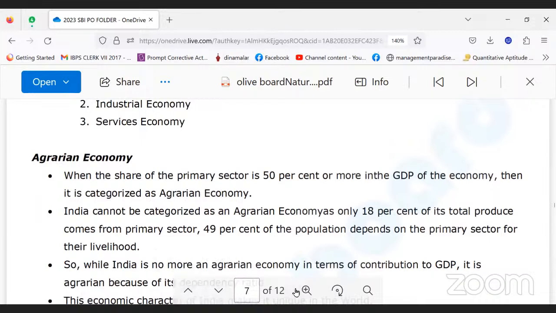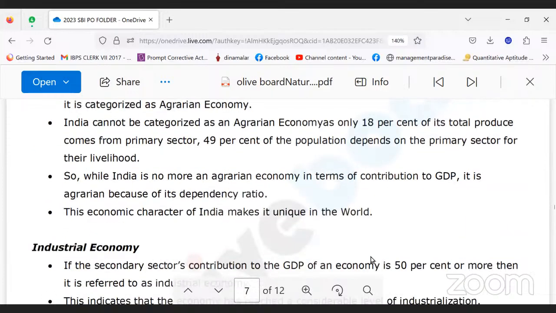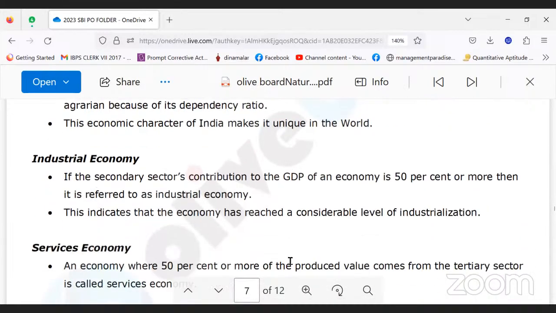So while India is no more an agrarian economy in terms of contributing to GDP, it is agrarian because of its dependency ratio. This economic character of India makes it unique in the world.